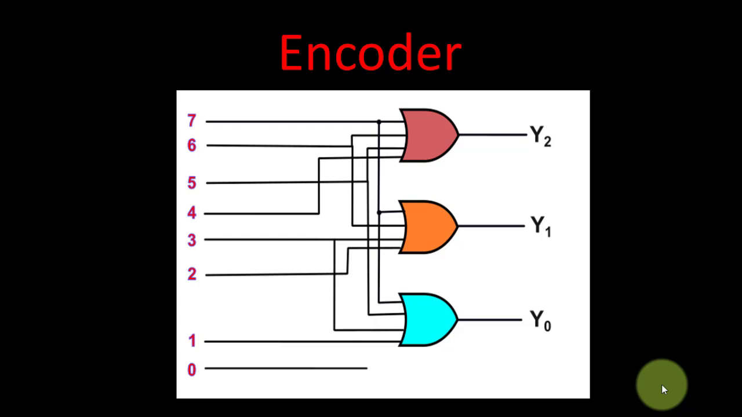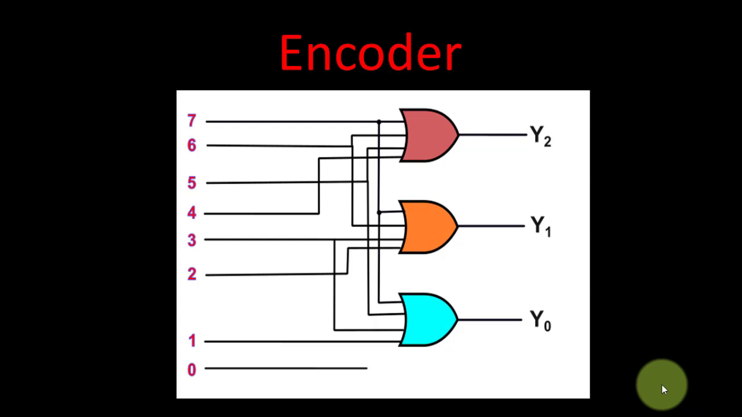So this is the logic diagram of an encoder. Here we have numbers from 0 to 7 on the left side, they are the inputs, and at the output we have y0, y1, y2 as the outputs, and we are using 3 OR gates. How the encoder works is that it encodes the given number. Whatever number we are presenting, it gives the code of that particular number.